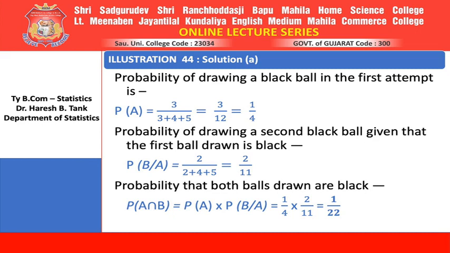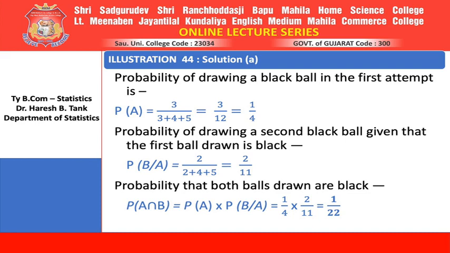Probability of drawing a black ball in the first attempt is probability of A, which is equal to 3 upon 3 plus 4 plus 5. 3 plus 4 plus 5 is nothing but total number of balls, and numerator 3 is nothing but number of black balls available. They are favorable to it. So it comes to 3 by 12 and it comes to 1 by 4.